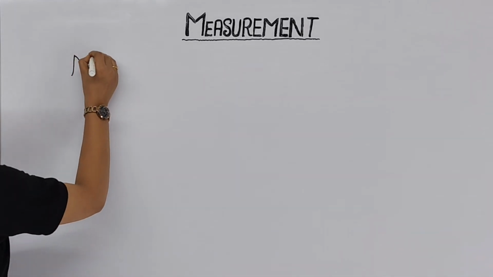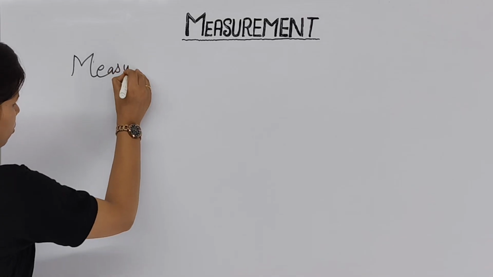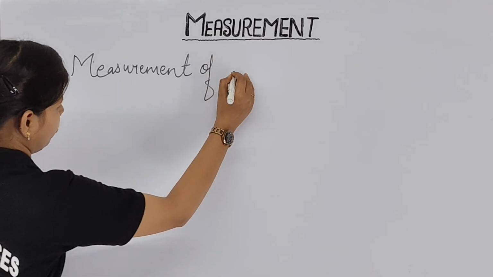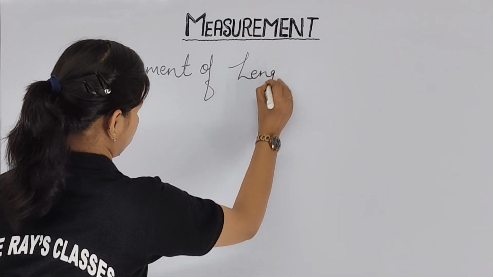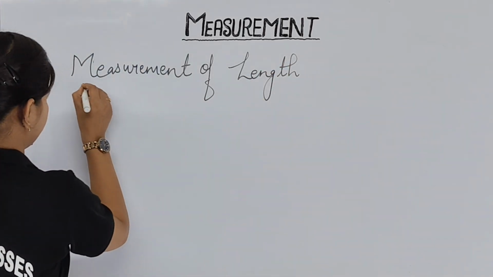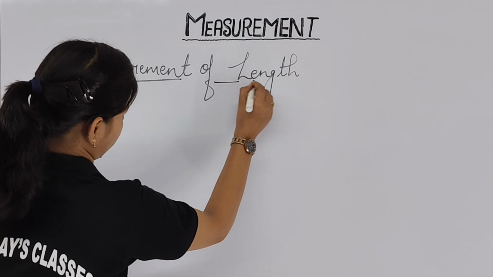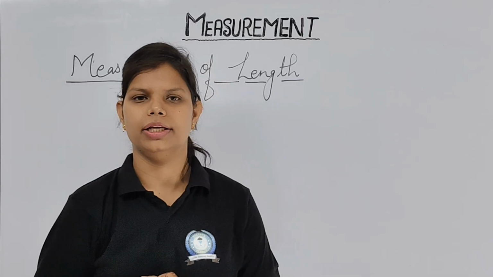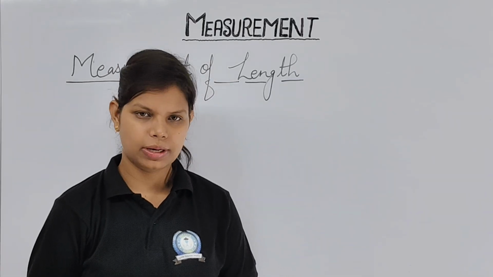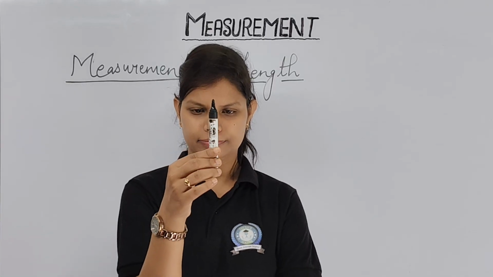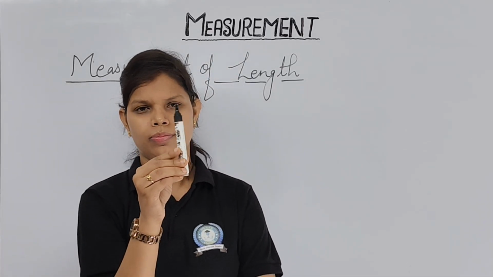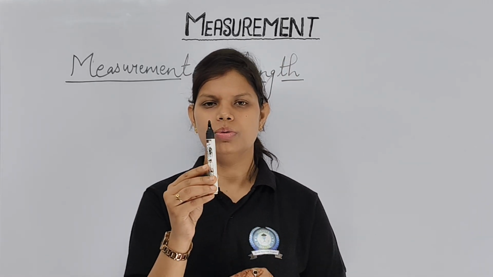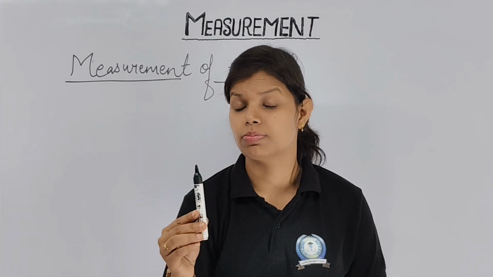So our topic is what? Measurement of length. Length, sometimes in Hindi it is called lambai. Like for example, at present I am having this marker in my hand. You can see. If somebody is going to ask you, what is the length of this marker? Then you have to tell the estimated length of this one. Clear, no?